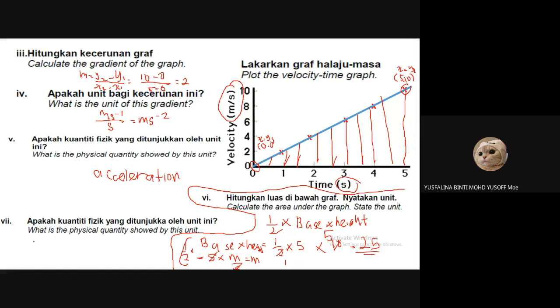And then for number 7, what is the physical quantity here? So m is actually the length, or the correct one we use is displacement. Very good. Can you understand? Anyone want to ask teacher anything?